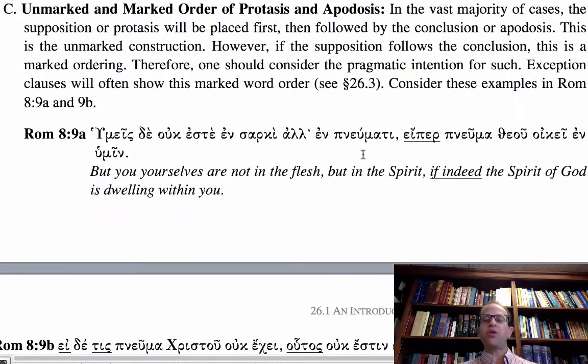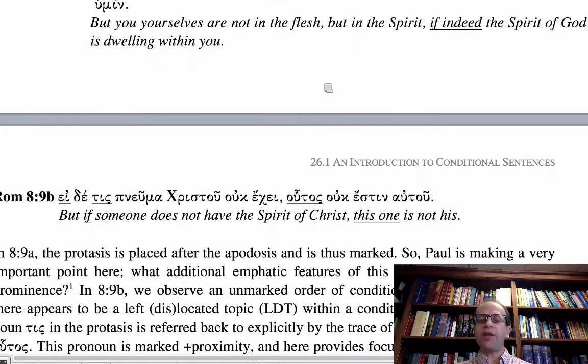Now the unmarked and marked order of the protasis and apodosis: typically conditions will begin with the if part, that is the protasis, the supposition. And so when you have a variation of that and you end with the protasis, the if part, then that's the marked construction. So an unmarked construction would be to begin with the supposition, the if part. The marked construction is to reverse the order and to conclude with the if part. And so when that occurs, you need to ask why. Why is an author ending with this condition, the conditional if part at the end?